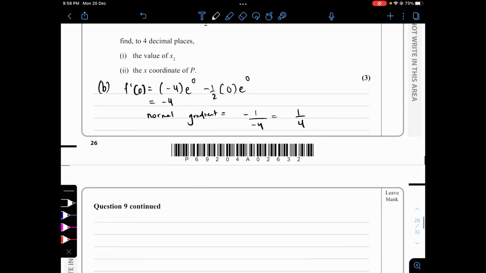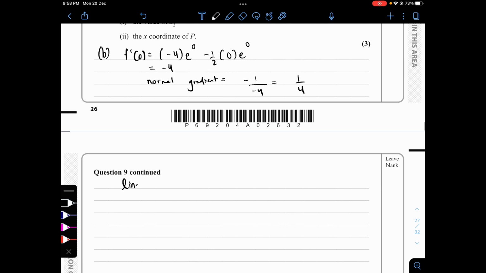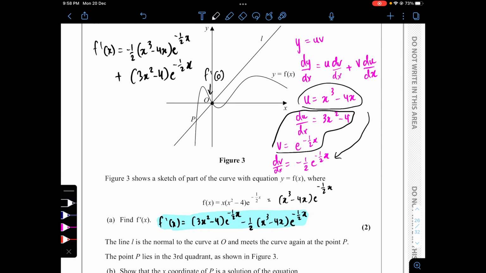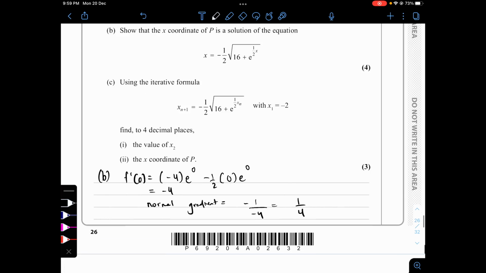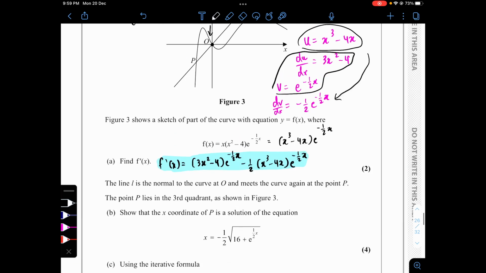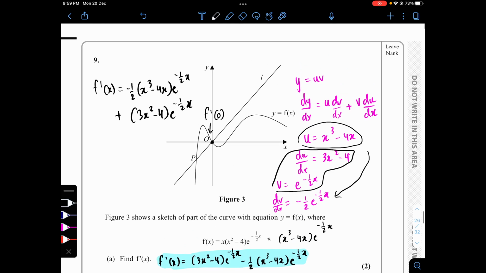So our line L will be y equals 1 over 4x plus c, but you can see over here that it intersects at 0, so there is no intercept, so our line L is y equals 1 over 4x. Now we want to find out the intersection between this line L and f of x. So all we have to do is find the intersection by doing this.